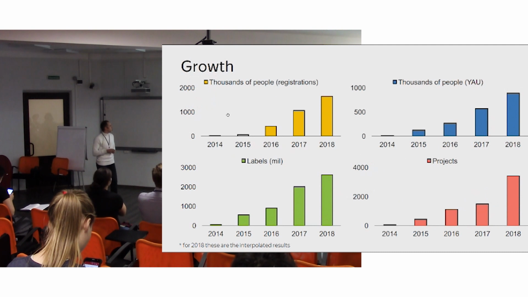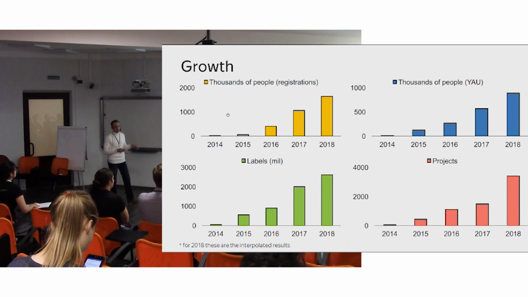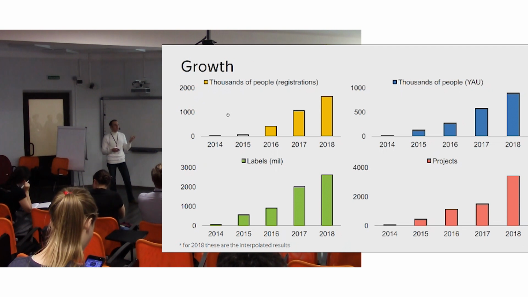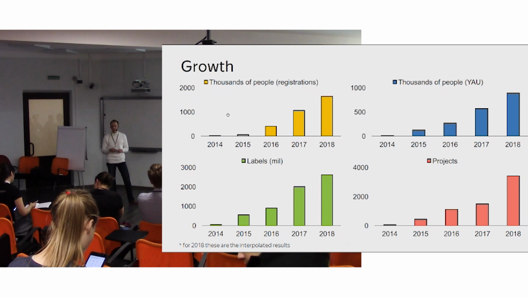Okay, let me give you some numbers of our growth. We have about 2 million registered users, about 1 million in this year, in 2018. About 1 million of active users, where I say that the user is active if he made something useful for us, if he completed any task for us, if he made any label for us. And we have 3 billion achieved labels.